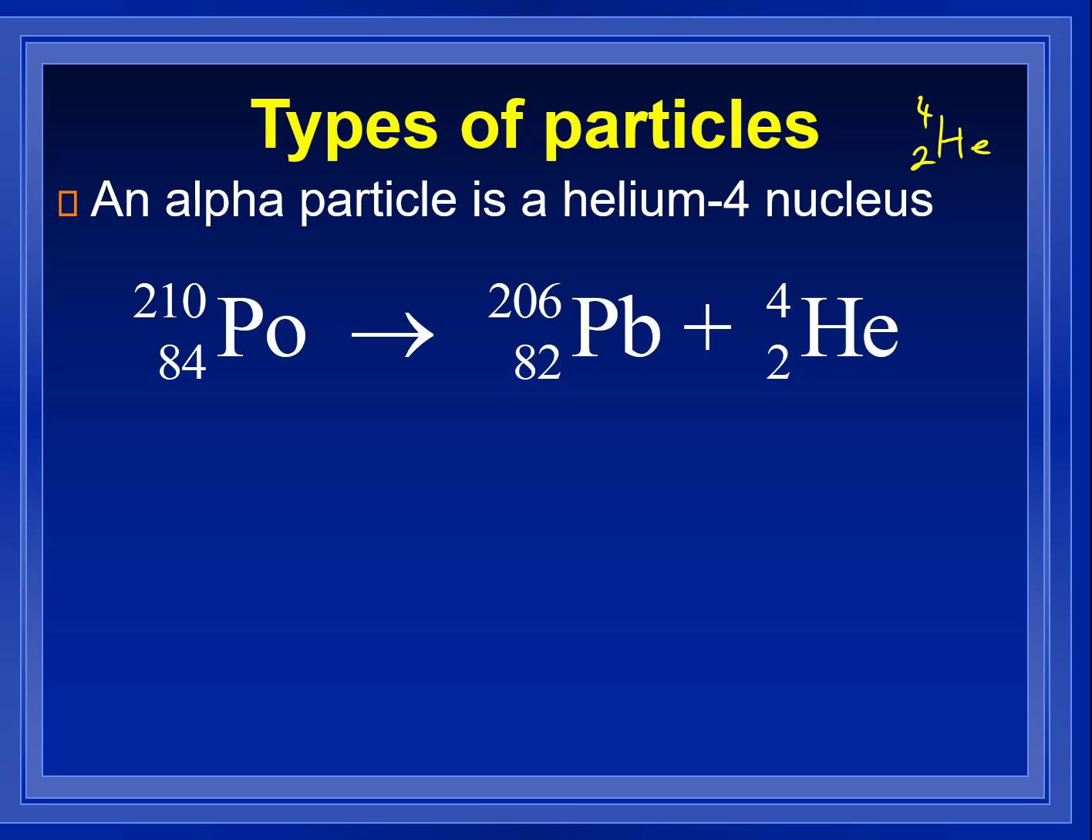This is how we describe the alpha decay of polonium-210. Polonium-210, there's an arrow saying it's changing. So the stuff on the left-hand side of the arrow is what you start with. Stuff on the right-hand side of the arrow is what you make.